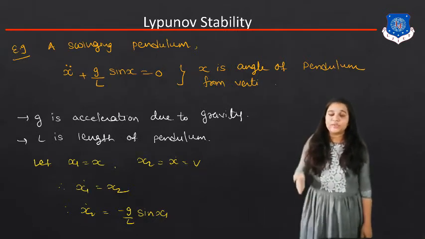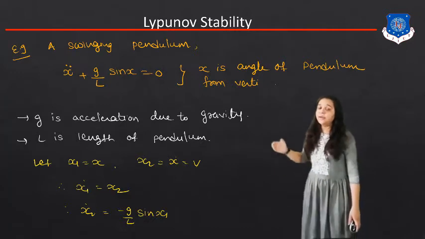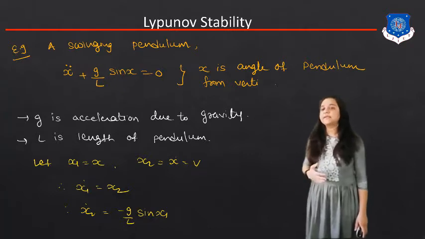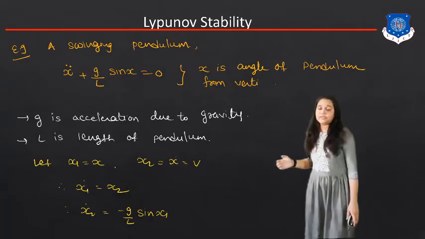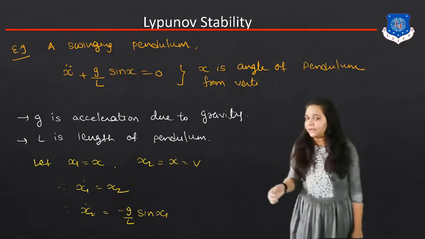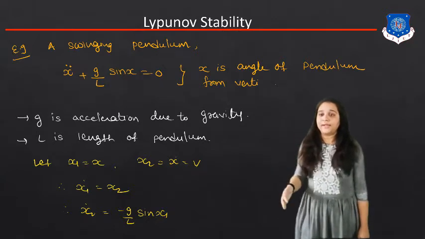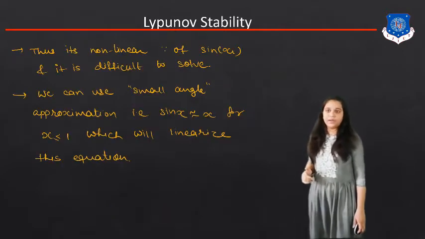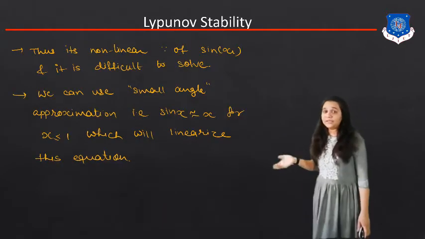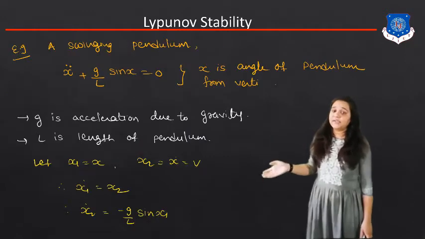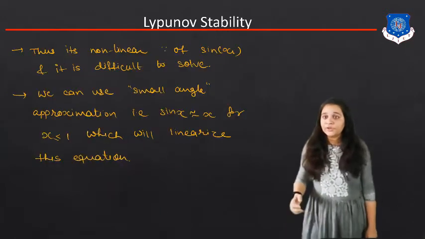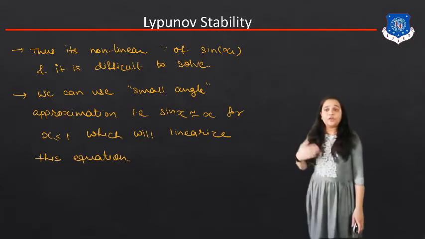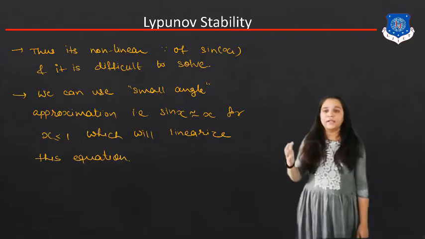We have to assume the state variables. So we can take x1 equal to x and x2 equal to x dot, that is equal to v. So we can write the equation like this: x1 dot is equal to x2, and x2 dot is equal to minus g by l sin x1. Clear? So it's a non-linear system because in this equation the term sin x is given, and the solution with sin x1 is very difficult.